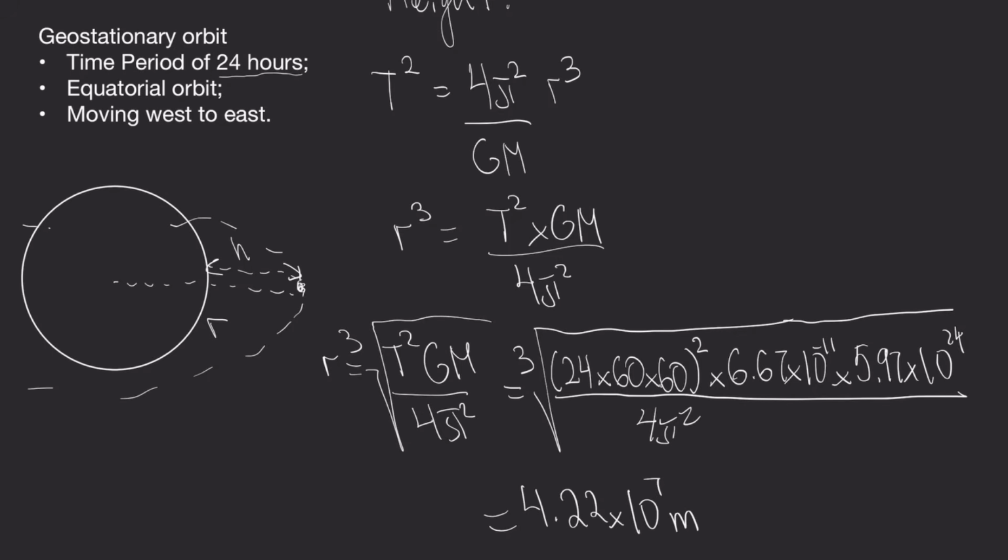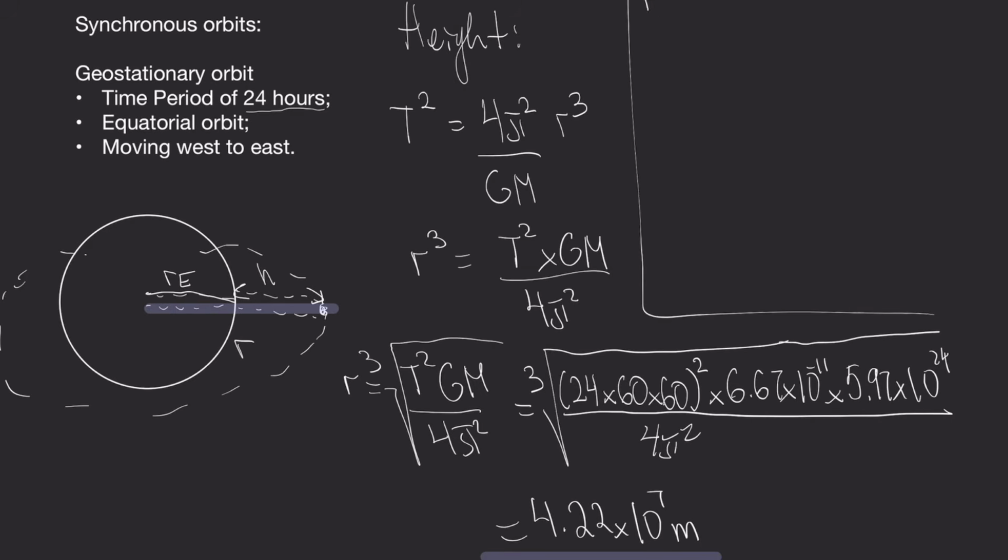Now notice that this here is the distance r that we have actually found. So we've just calculated this distance, but what we're really after is the height h. So in order to do that, all we need to do is just take away the radius of the Earth, which is just this distance here. So the height h will be given by the distance r that we found, take away the radius of the Earth, which is given in our formula booklet.